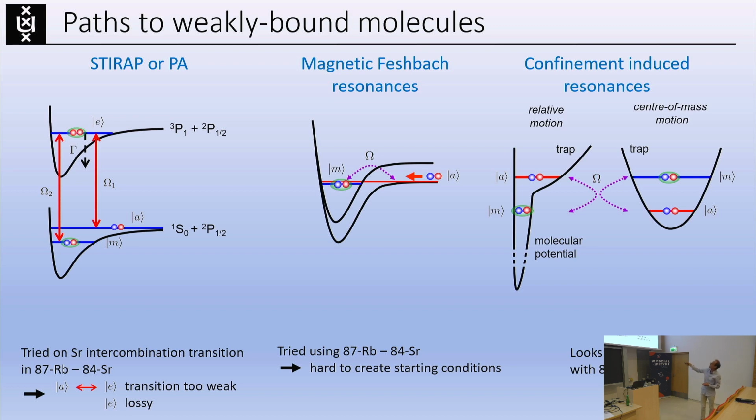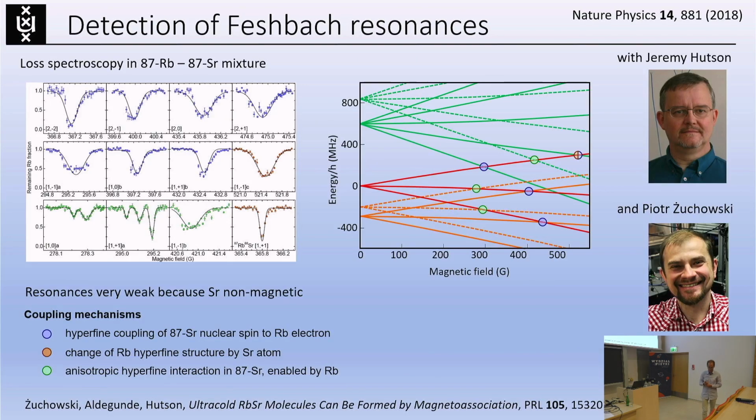Okay, let me say a few more words about magnetic Feshbach resonances. So Jeremy's group, first of all, it's not so clear that there are magnetic Feshbach resonances in our mixture because strontium is non-magnetic in the ground state. So the usual coupling mechanisms that you have in alkali mixtures don't exist. But Jeremy's group, they took a close look at the system and they came up with additional coupling mechanisms. And that led us on the exploration, search for Feshbach resonances by loss spectroscopy, and we found quite a few of them.